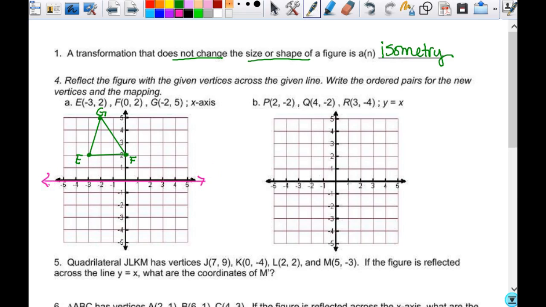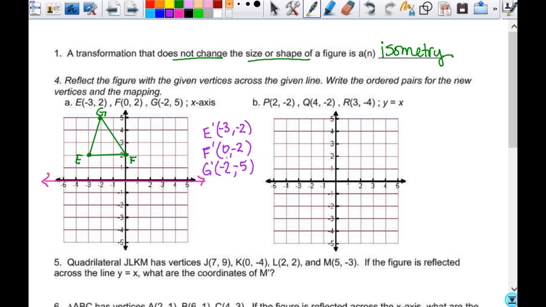No. I mean, you have to end up with both, but you can start by just coming up with your answers. I'm going to need E prime, F prime, and G prime. And if I'm reflecting in the x-axis, my x value stays the same, so -3, 0, -2, and the sign changes on my y. So this becomes -2, -2, and -5.